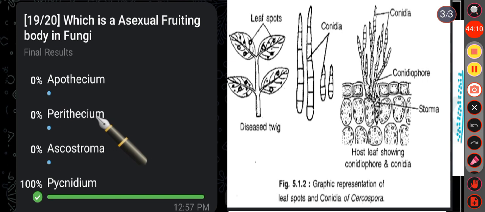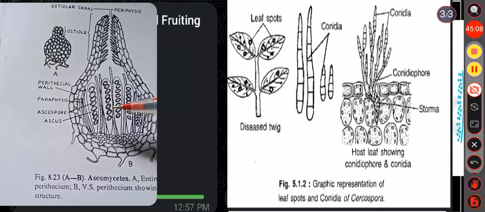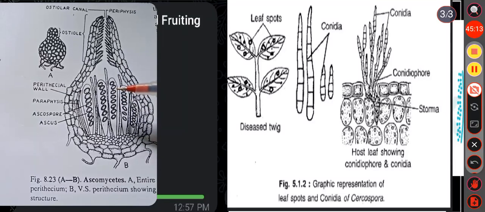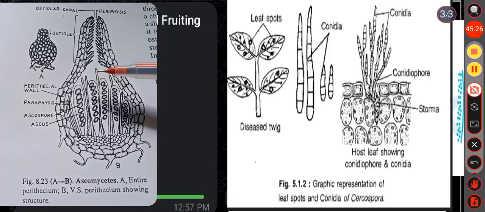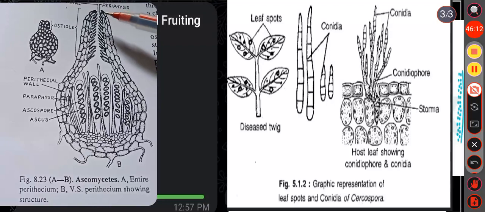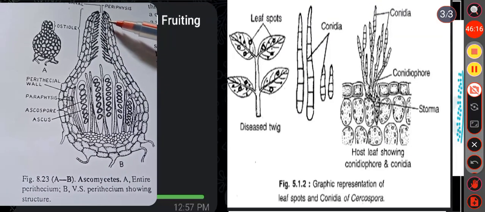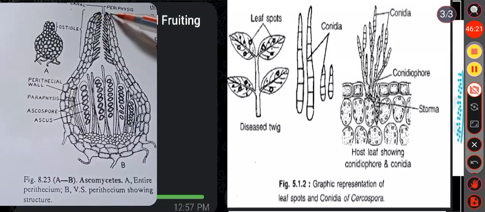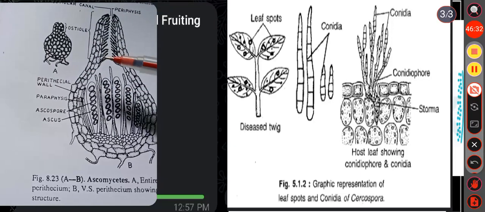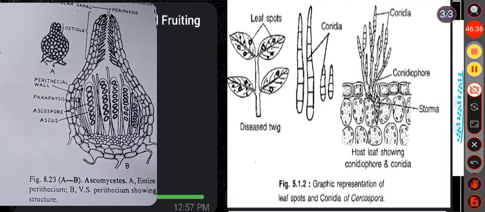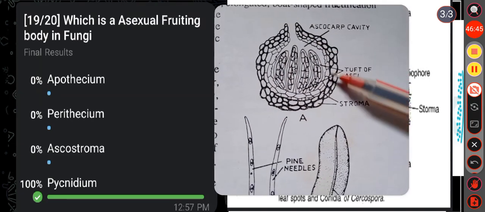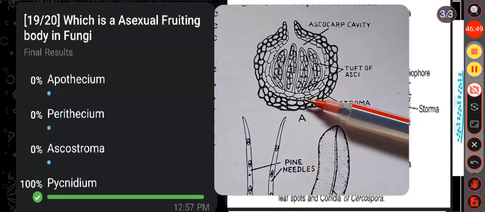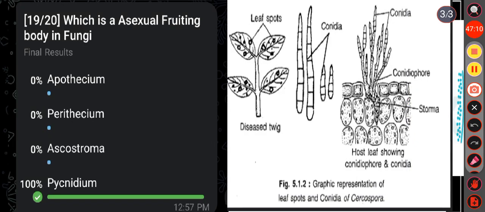Then in option B, that is perithecium. So perithecium is a small rounded or flask shaped ascocarp, usually less than a millimeter in diameter. At maturity, it has a definite apical pore or opening called the ostiole, through which the ascospores escape. Then the ostiolar canal is lined by slender, short, delicate hair-like sterile growth called the periphysis, right? And remember, perithecium is a sexual fruiting body in fungi. Then in option C, that is ascostroma. This is the picture of the fruiting body ascostroma, and remember ascostroma is also a sexual fruiting body in fungi, right? So here the correct answer is pycnidium. That is, pycnidium is an asexual fruiting body in fungi.